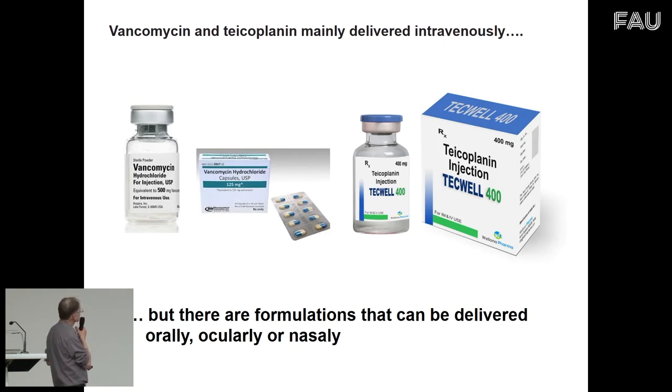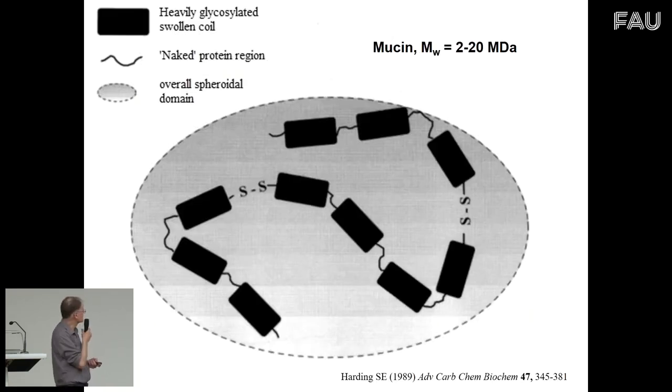Right, just to finish off, vancomycin and teicoplanin are mainly delivered intravenously, but there are formulations that can be delivered orally, ocularly, or nasally. And this means they have to come into contact with one of my favorite molecules over the years, and that's mucins, mucus glycoproteins. That was my time with Michael Creeth all those years ago.